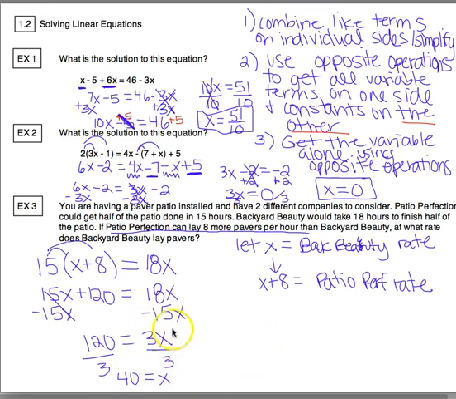And this is what it asked for. At what rate does Backyard Beauty lay pavers? So we would say 40 pavers per hour. And that would be our rate.